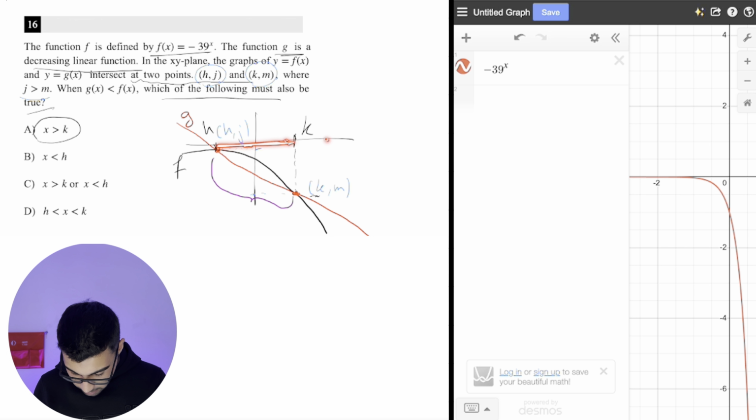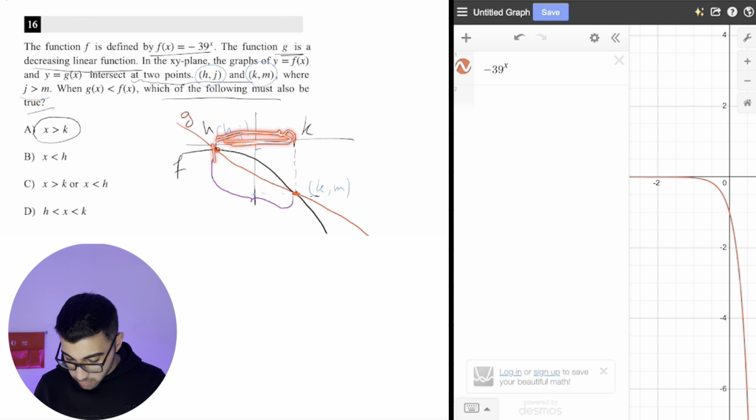K, x's are smaller than k, so it's not this. X's are smaller than h? No, x's are larger than h. So it's not this part. This is also out. X larger than k or x smaller than h, both these options are out. Here x is between h and k. Yes, x is between h and k.